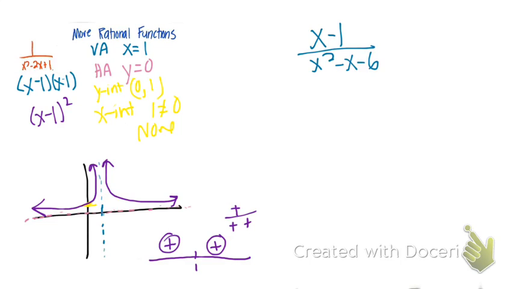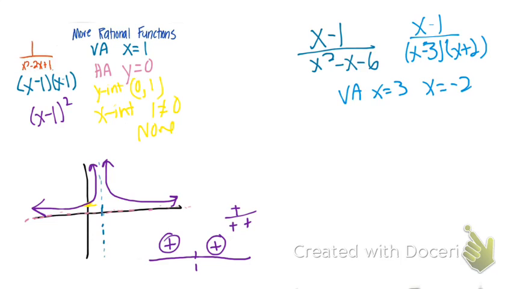Alright, so now for this next one, again, I'm going to start off the same way. I'm going to go ahead and factor this. So that factors at the bottom into x minus 3 and x plus 2. So now it's pretty easy for me to find my vertical asymptotes. Those are at x equals 3 and x equals negative 2. So I can go ahead and draw my vertical asymptotes on my graph.